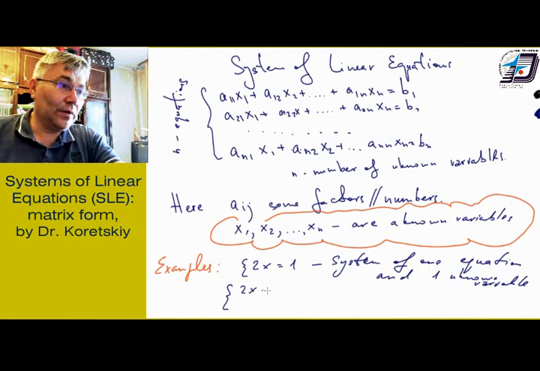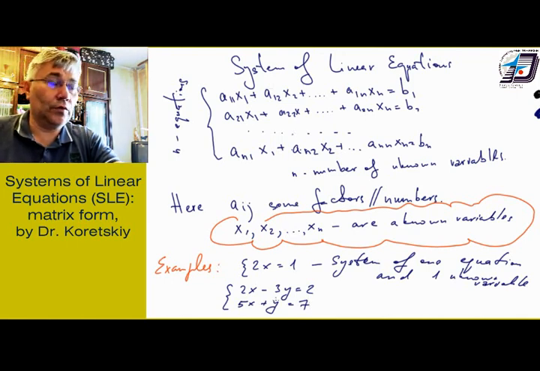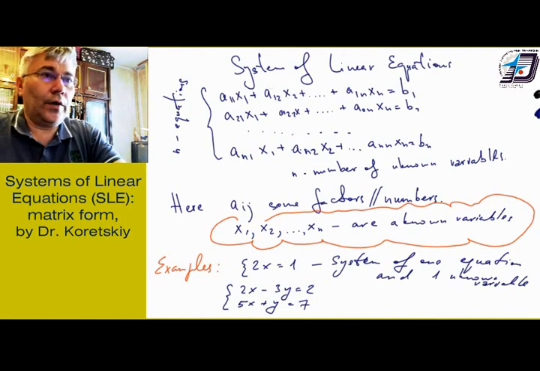For example, 2x minus 3y equal 2, 5x plus y equal, for example, 7. So here you have a system of two equations and two unknown variables. Okay.